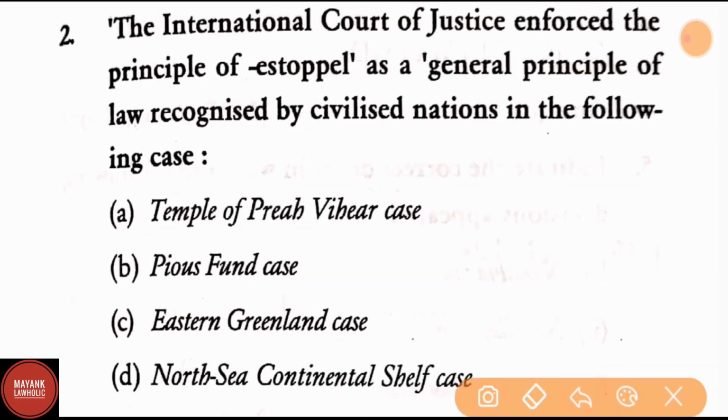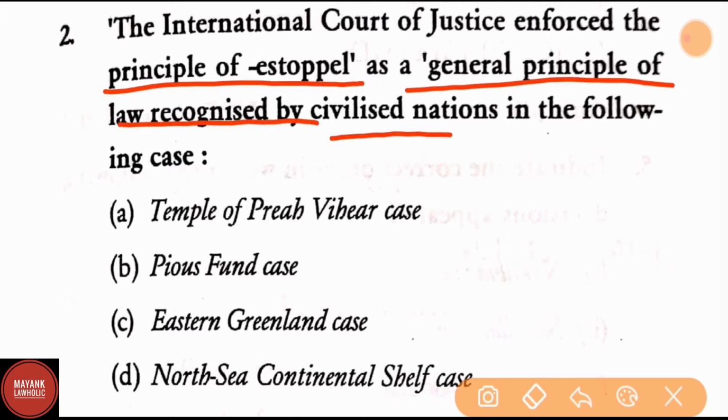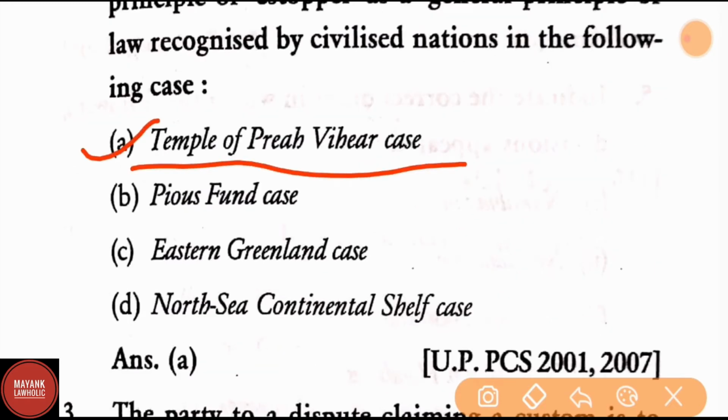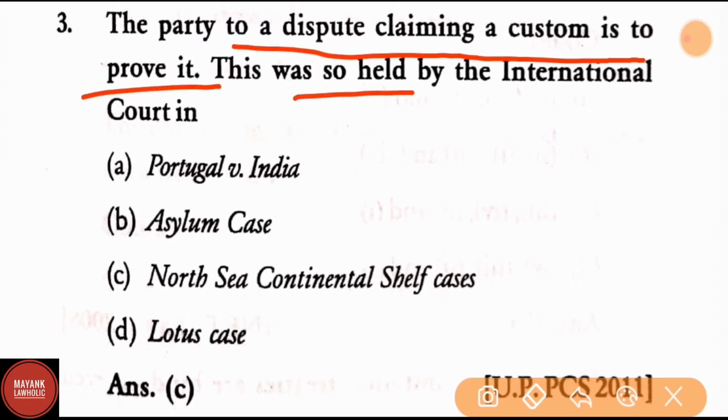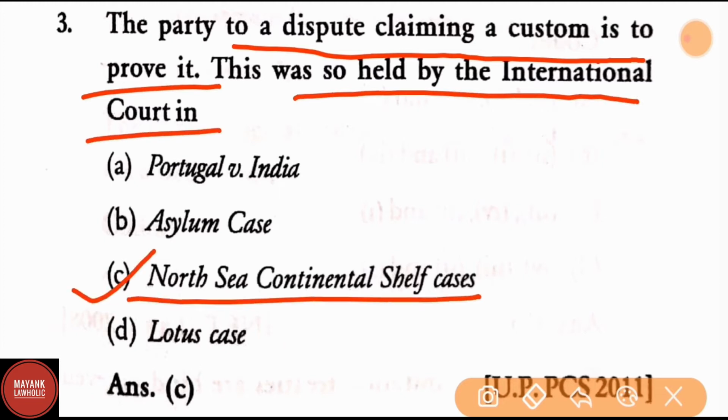Question number 2. The International Court of Justice enforced the principle of estoppel as a general principle of law recognized by the civilized nations in the following case, that is, in the Temple of Preah Vihear case. Question number 3. The party to a dispute claiming a custom is to prove it. This was so held by the International Court in the North Sea Continental Shelf cases.